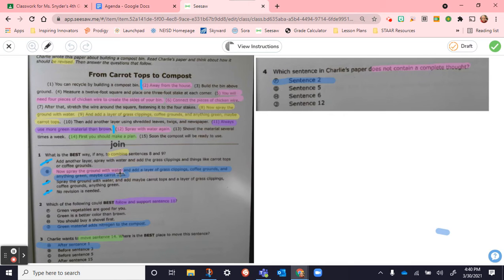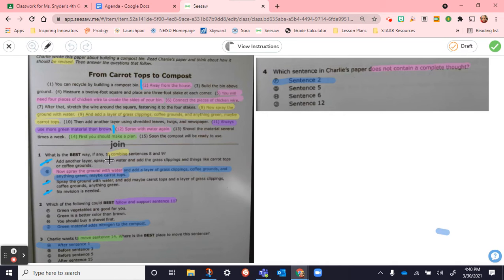Now spray the ground with water, here in pink. And then sentence 9, and add the layer of grass, all of that is right here in blue. The other ones really mixed up all of the words. They had some removed. They were in a different spot. When you combine sentences, you're just bringing the two together. So it's like you're sliding them together. You're removing that period, fixing the capitalization, and just joining them together.